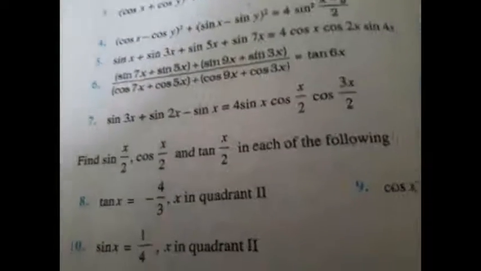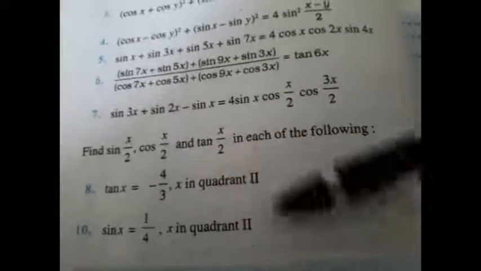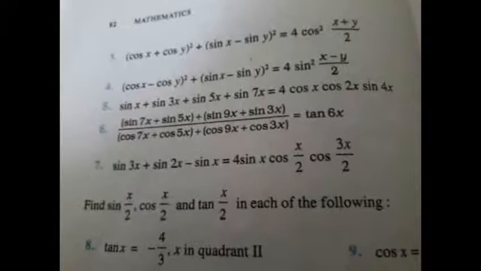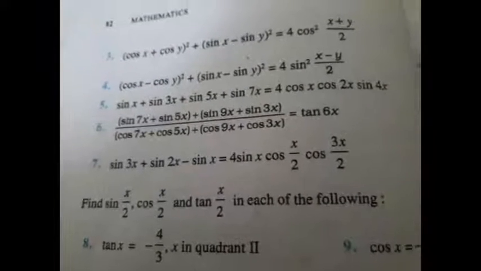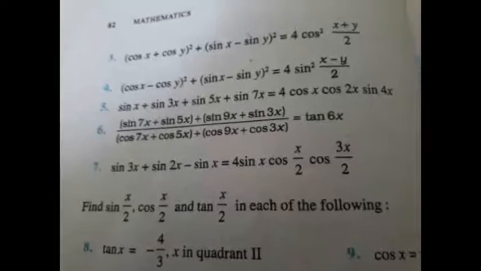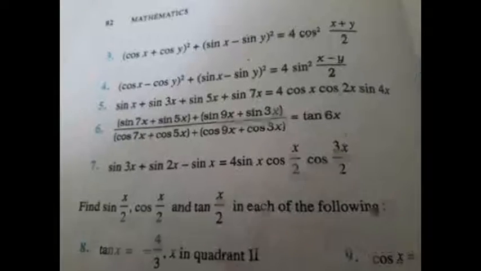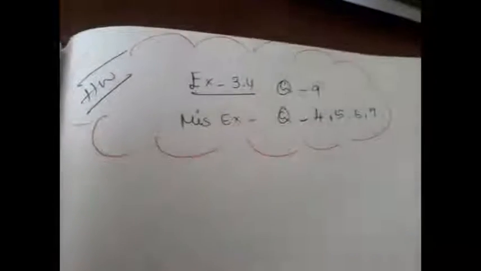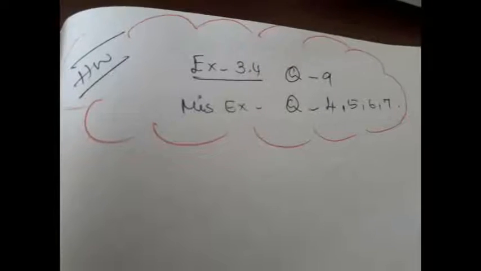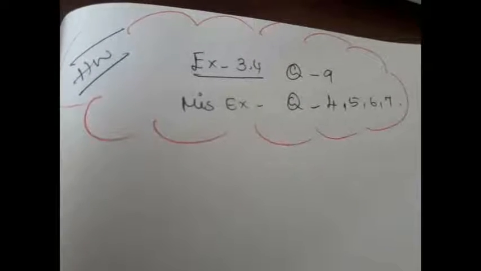In the next class, we will see how we can solve the remaining set of problems. So let us wind up today's class. Again and again I am repeating, keep learning your identities. Without identities, you cannot do anything with the trigonometric functions, right? So be thorough with your identities and do these problems as homework: exercise 3.4 question number 9 and miscellaneous exercise question numbers 4, 5, 6, 7.